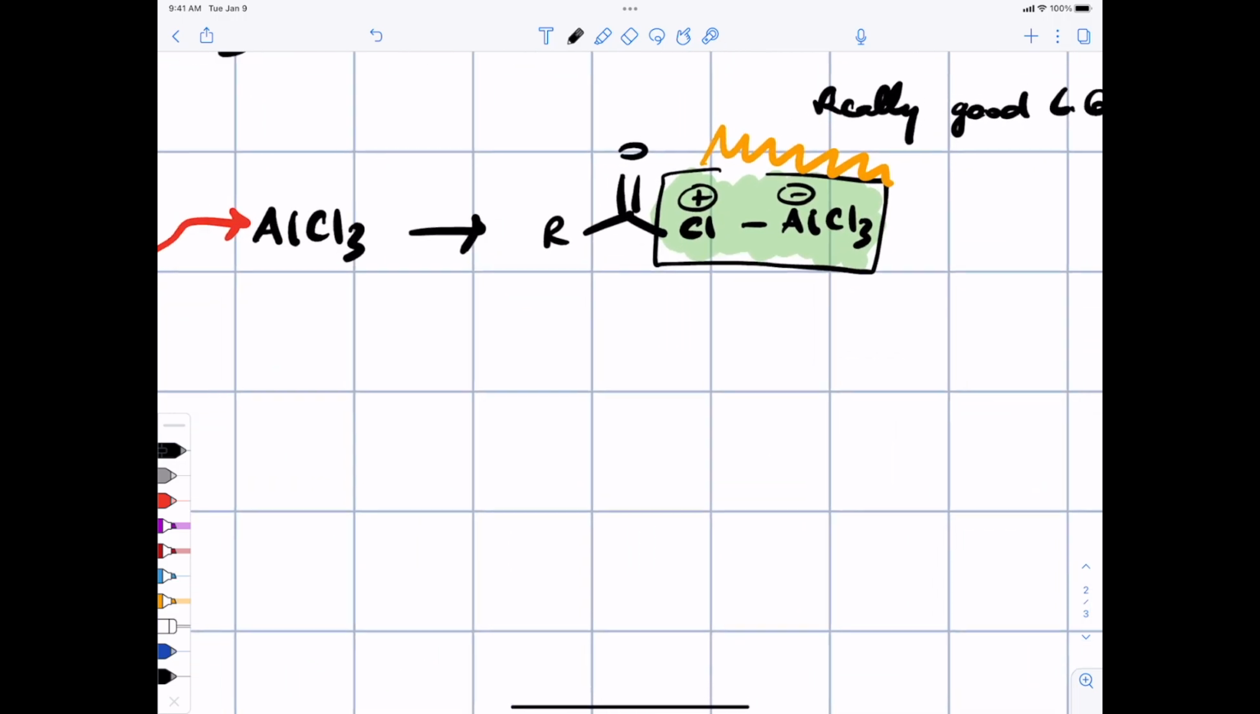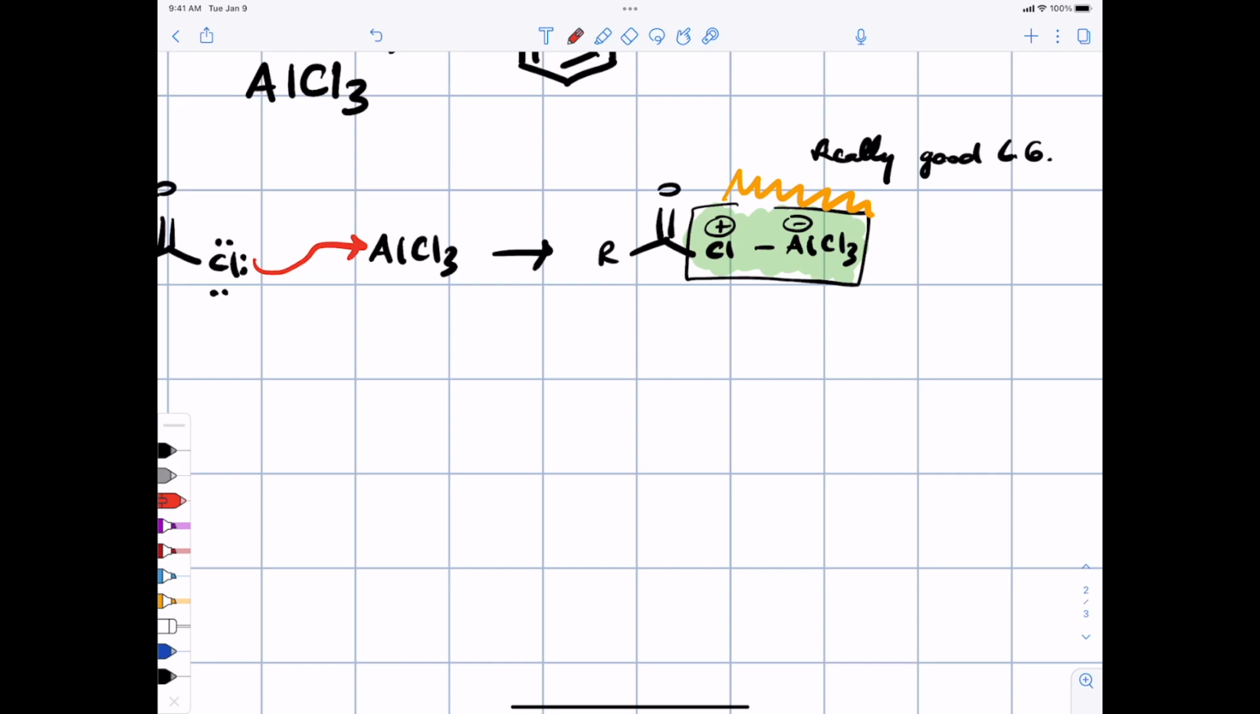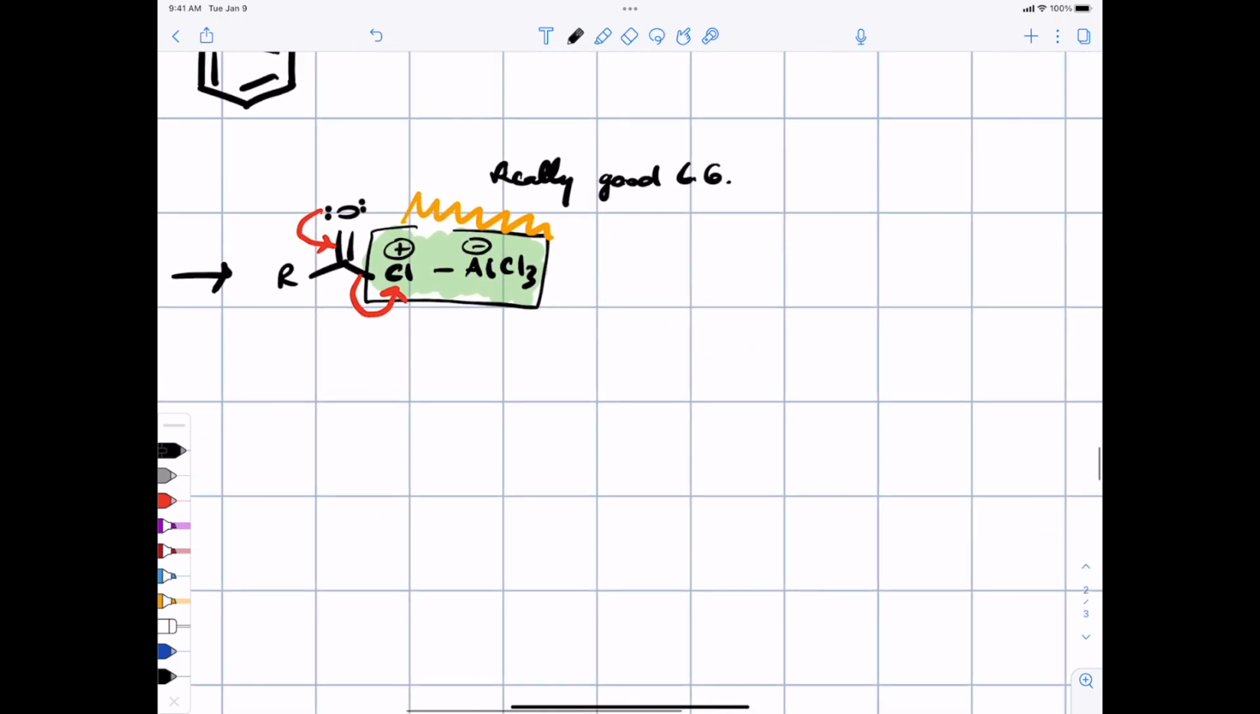In fact, it's such a good leaving group that it can just leave. The way I'm going to show this happening is lone pair electrons on the oxygen kick down and the leaving group leaves. That should look vaguely familiar to some of the carbonyl chemistry you've already known. But if that happens, notice now that the carbonyl carbon has to be sp hybridized, because now it's only bonded to two things.